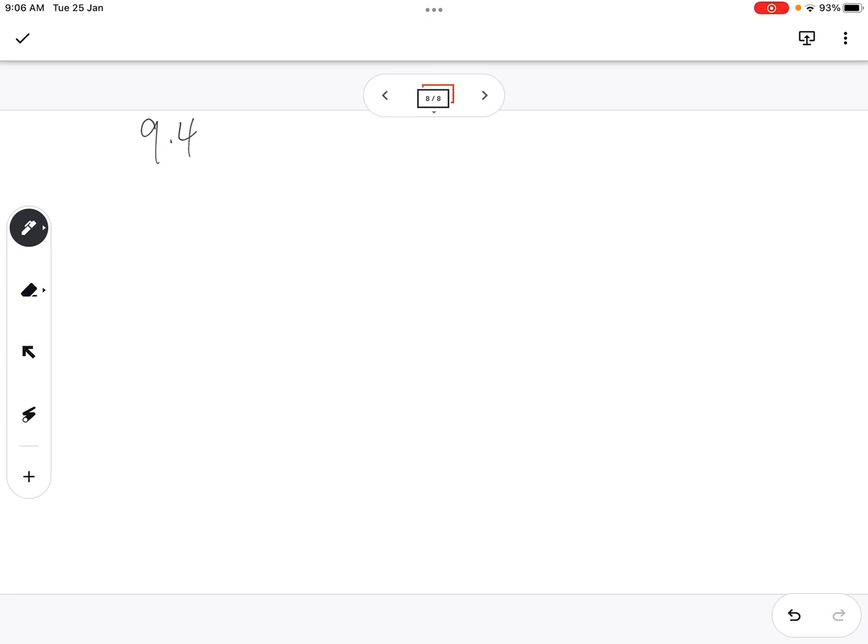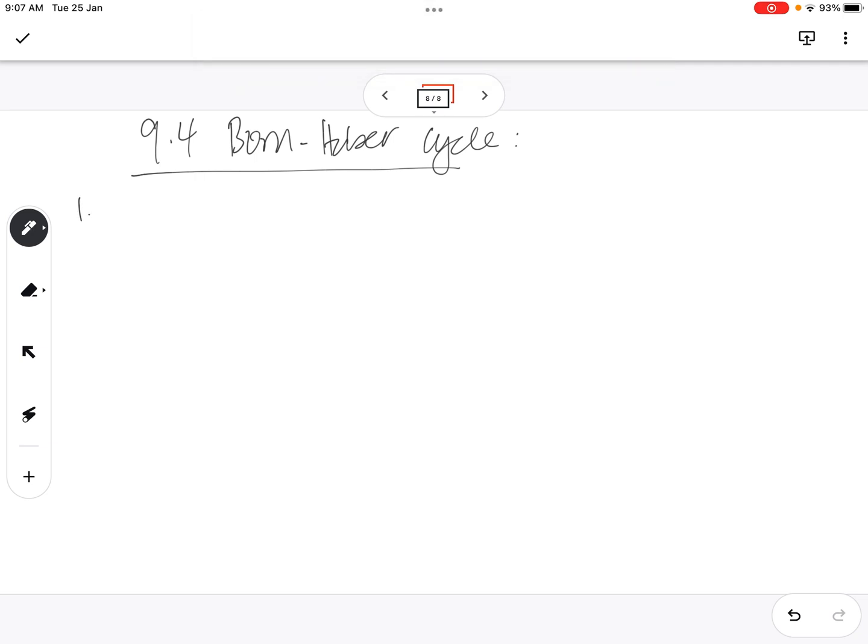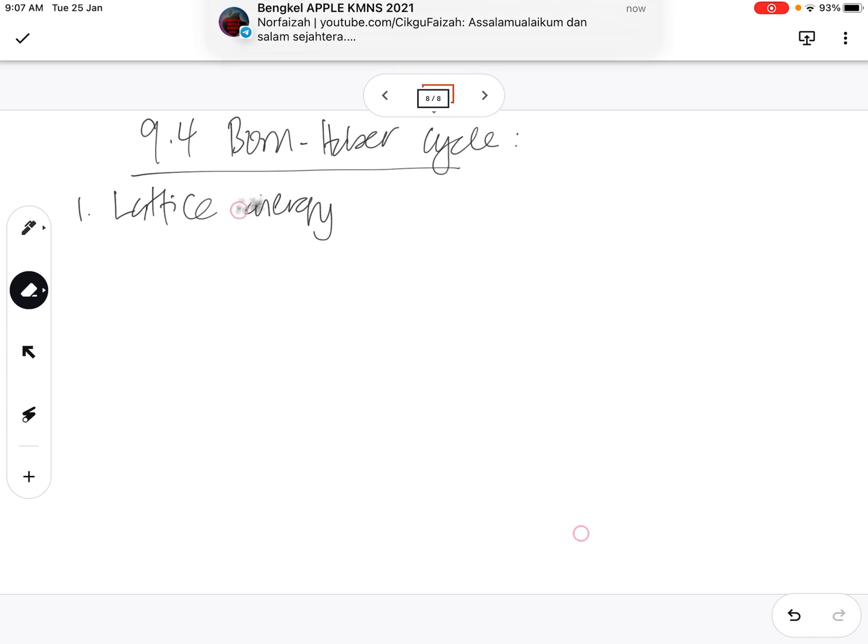9.4, Born-Haber cycle. Okay, 9.4 Born-Haber cycle. First, we look at lattice energy. So lattice energy.